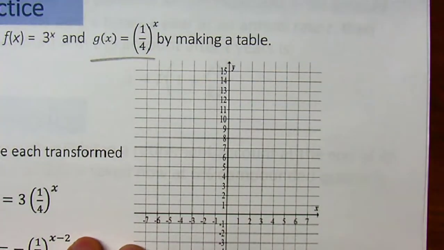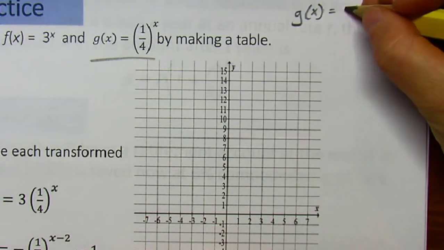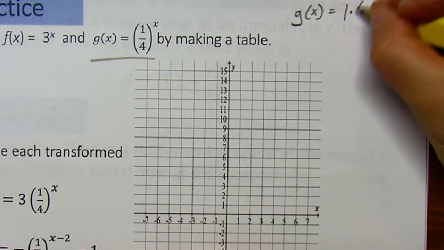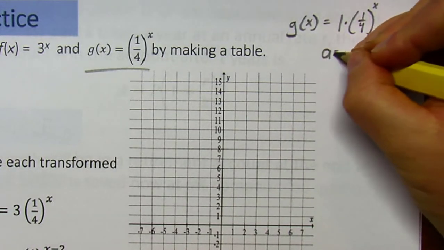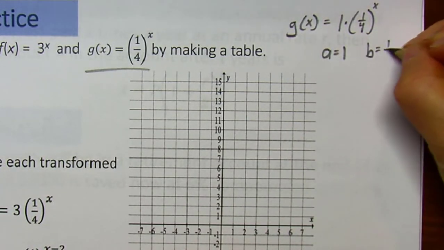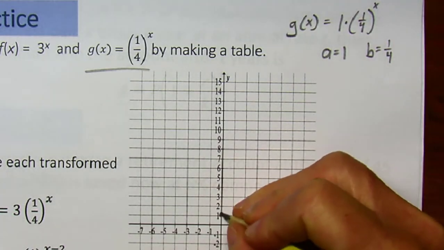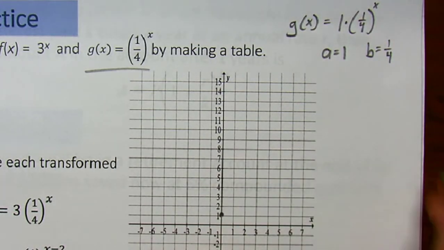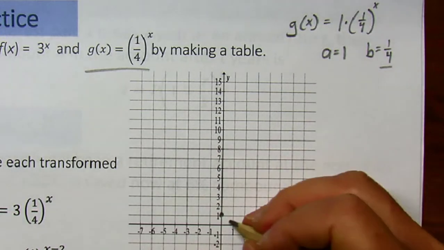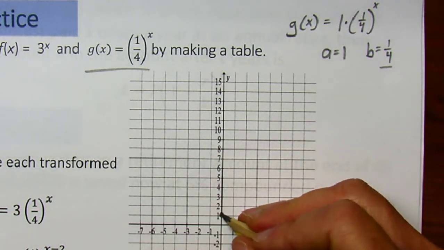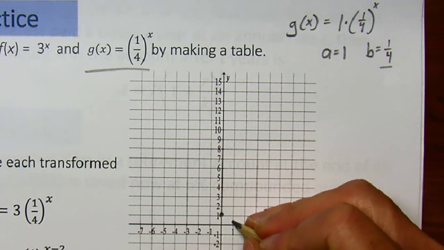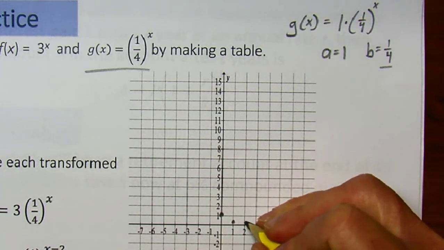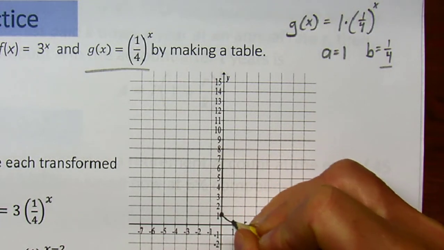g of x equals 1/4 to the x. Okay, that's just like saying 1 times 1/4 to the x, and therefore our a value is 1 and our b value is 1/4. So we're going to cross at a y-intercept of 1. Since b is 1/4, that means we're going to change by a factor of 1/4 as we move to the right. 1 times 1/4 is 1/4, times 1/4 is 1/16, and that one drops really, really fast.